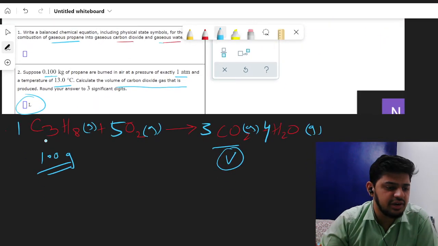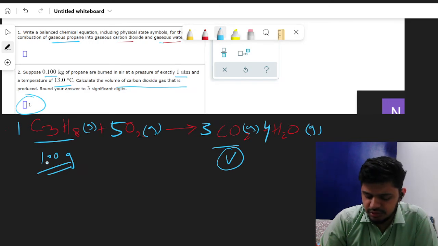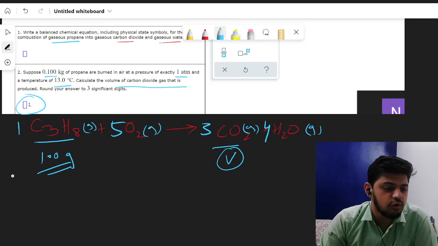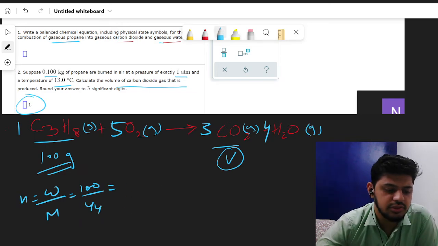First, calculate the number of moles of this. Tell me, what is the molar mass of C3H8? It is 44. I'm telling you, it is 44. So the number of moles is equal to the given mass divided by the molar mass. It is 100 divided by 44. Tell me how many moles you got?